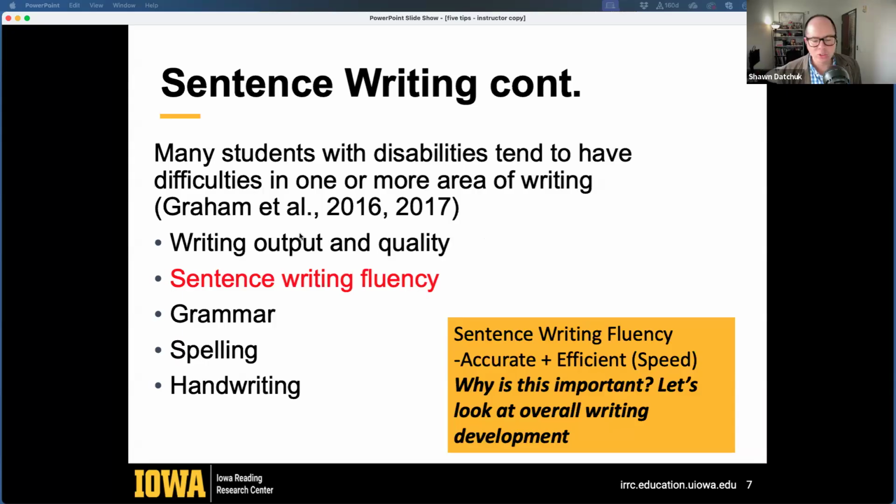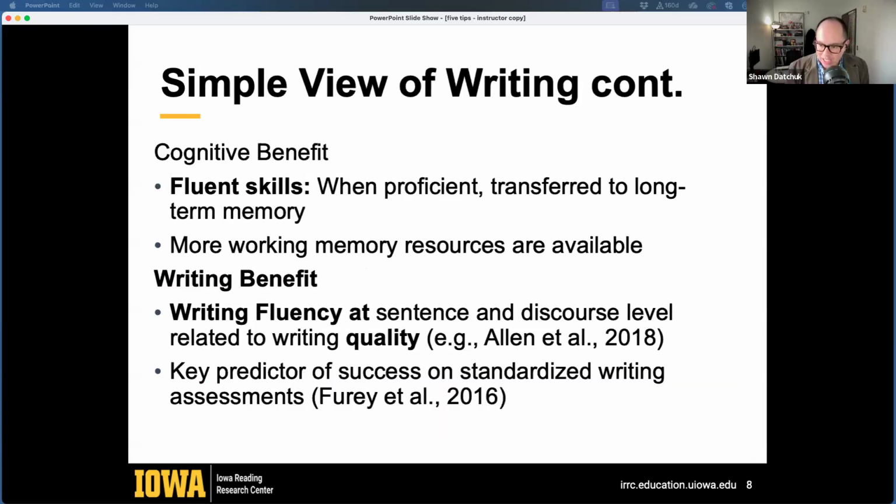Today, we're going to take a look at sentence writing fluency. So students would have difficulty with automaticity, with accuracy related to writing complete sentences. And so when we talk about sentence writing fluency, we really mean these two interconnected aspects of accuracy and efficiency or speed. Now, why is that important? Why is it important that students are able to generate complete sentences with some accuracy and then also some speed? Well, there tends to be two specific benefits. One would be a cognitive benefit, and then two would be a writing benefit.